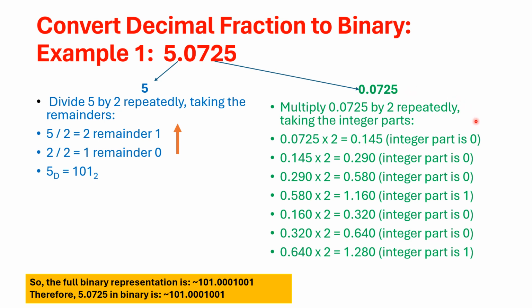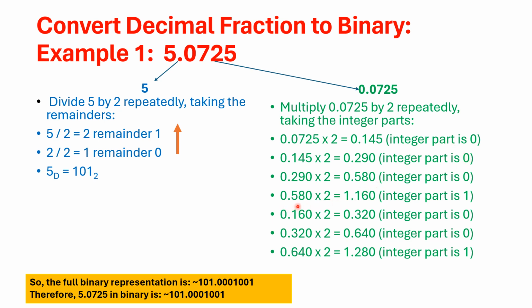Now the resultant 0.145 we multiply by 2. Our answer is 0.290. Here our integer part is 0. So we write this 0 here, and the remaining is 0.290. We multiply 0.290 by 2. Our answer is 0.580, where again our integer part is 0. So this 0 again right here.